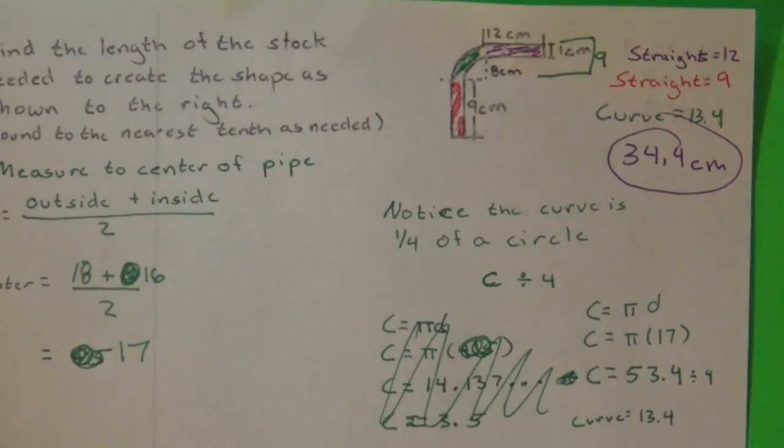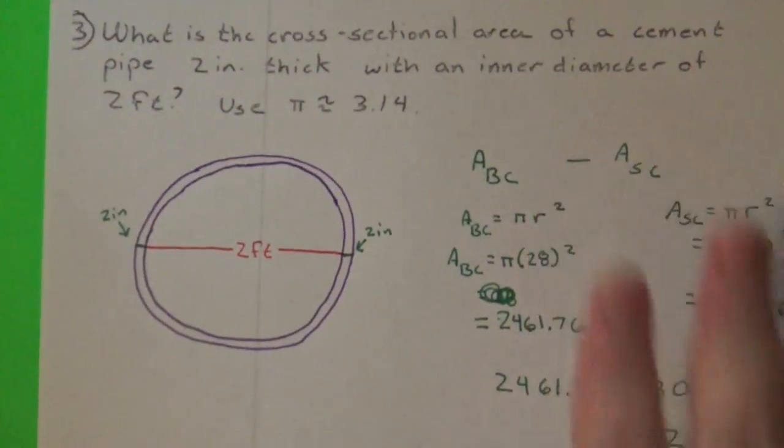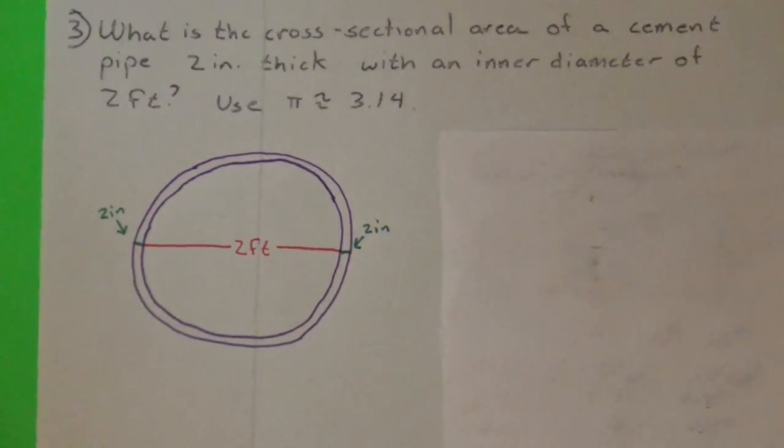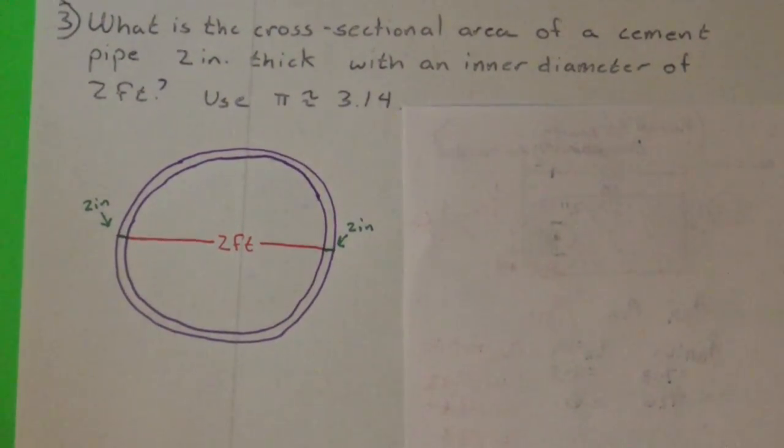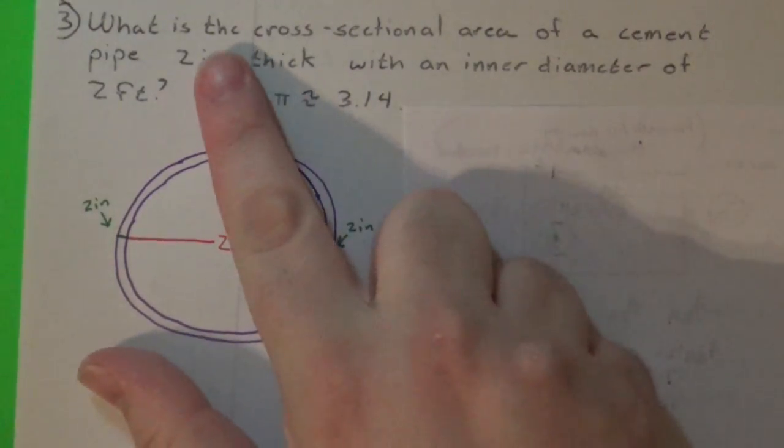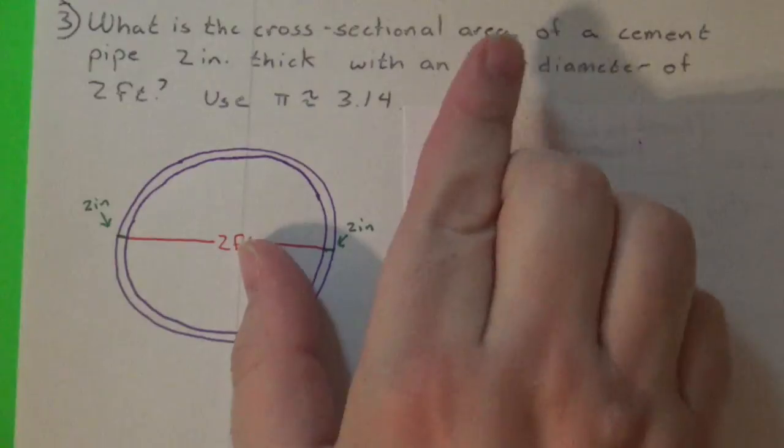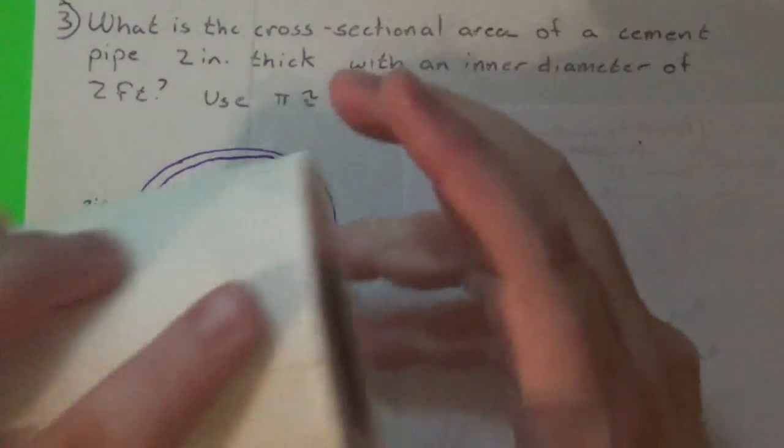All right, we're down to the last question, and I'm very thankful. And this one is not nearly as bad as the other 2 that we just did, okay? I'll explain what this is in just a second, but I want to look at it. It says, what is the cross-sectional area of a cement pipe? What does it mean by cross-sectional?